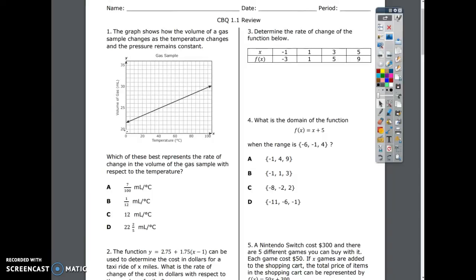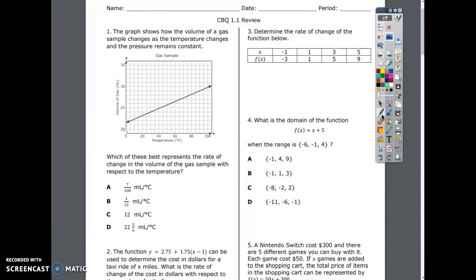Okay, guys, this is the review for your CBQ tomorrow. We're going to do these problems. I'm going to do all of them. So if you have to go back tonight and rewatch the video and study it, then that's what you need to do. We need to get 100 tomorrow.